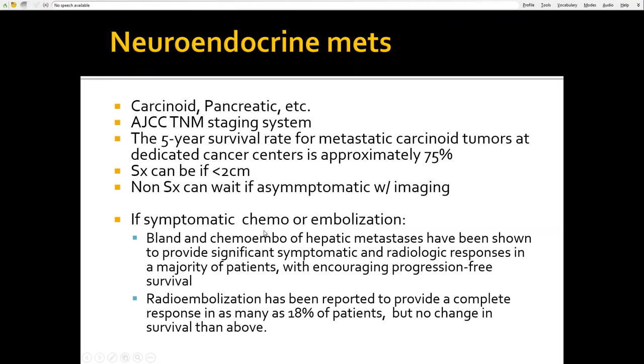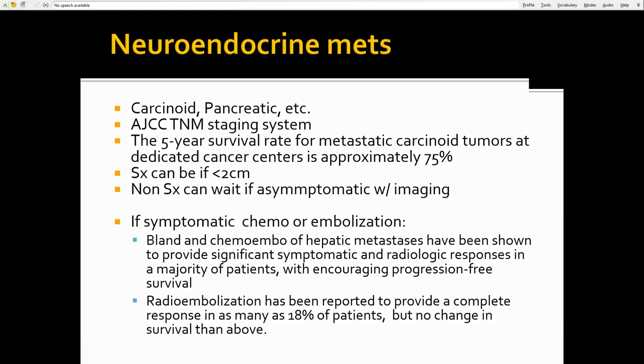So you just got to know what it is that they come in with. Bland embolization, chemoembolization, they all can be utilized to help treat these patients. Even radioembolization has been reported to provide a complete response in even as much as 18% of the patients, but no overall survival.